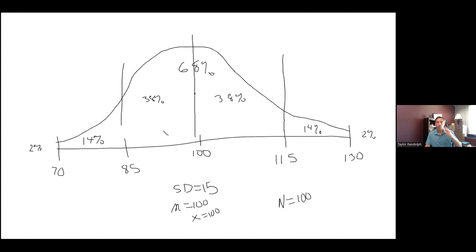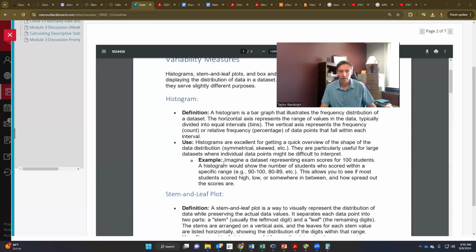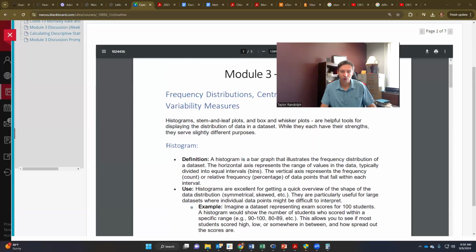So let me stop my share. And now let's go look at a histogram that's in our textbook, because that's really what a histogram is based around: this idea that you can get a visual on how your data looks. That's why I would argue a lot of this is very important when we come to these charts, these histograms.